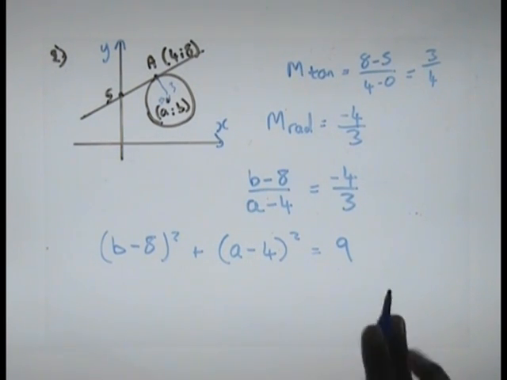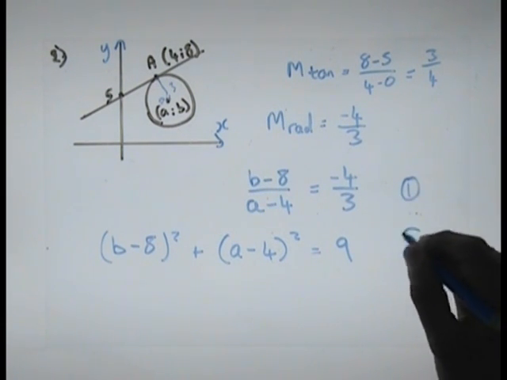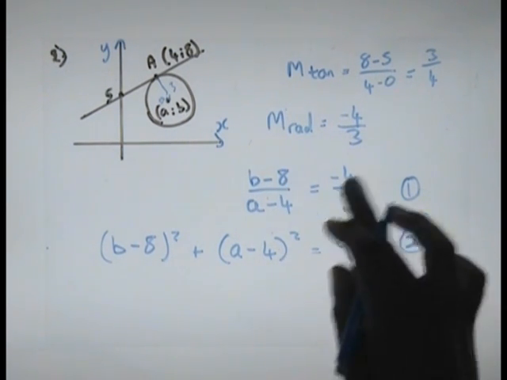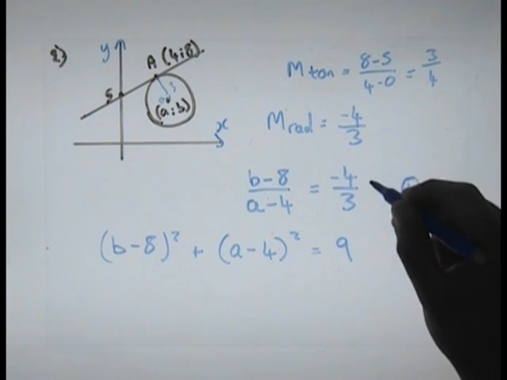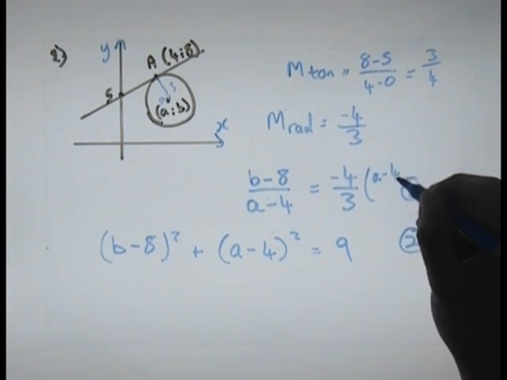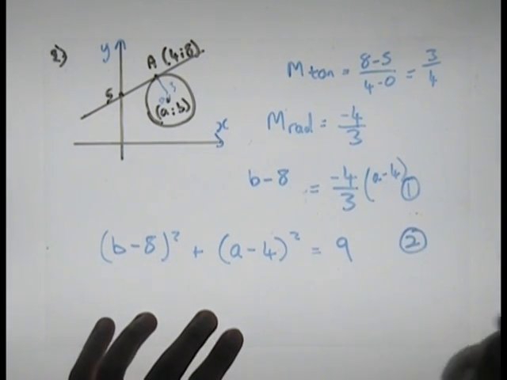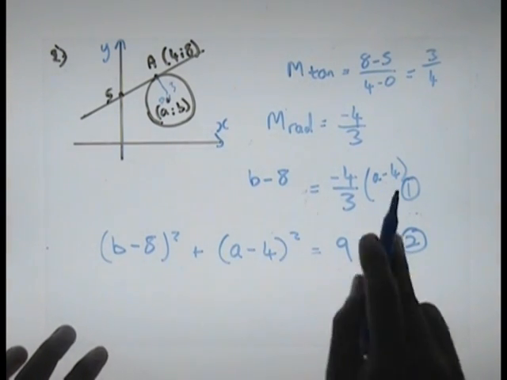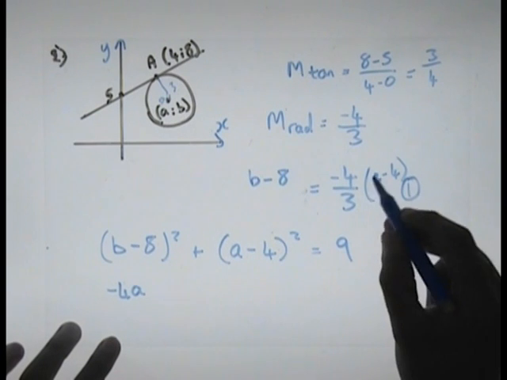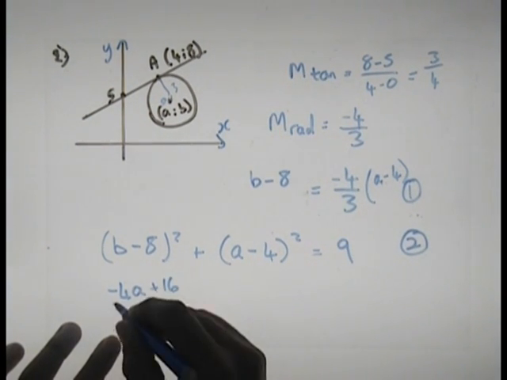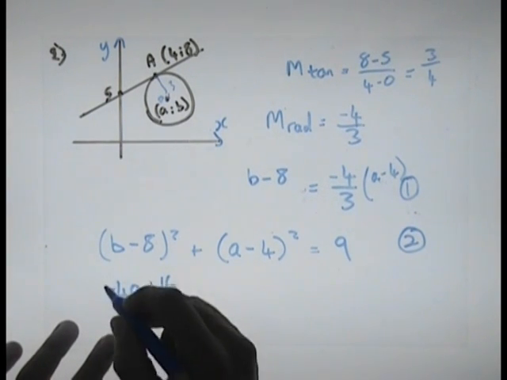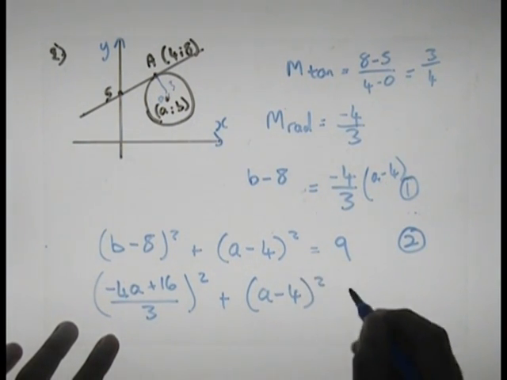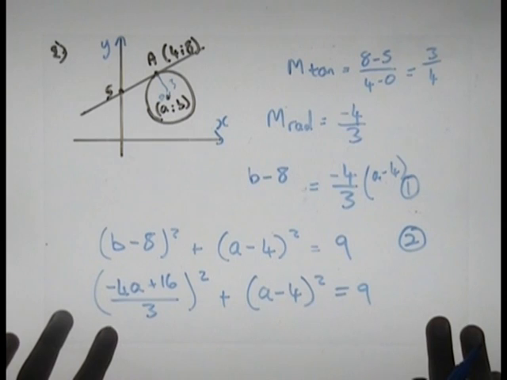Leave it in this form for now. This is equation 1, this is equation 2. Let's manipulate equation 1. B minus 8 is going to be given as minus 4 over 3 multiplied by A minus 4 to get rid of that denominator. B minus 8 squared, instead of saying B minus 8, I'm going to say negative 4A plus 16 all over 3, squared, plus A minus 4 squared is equal to 9.